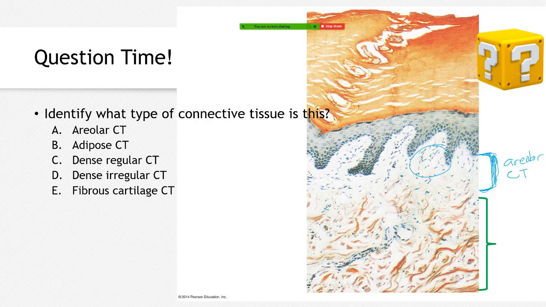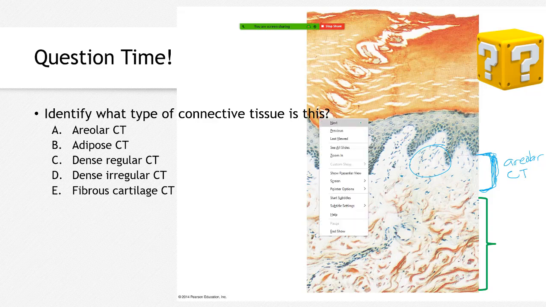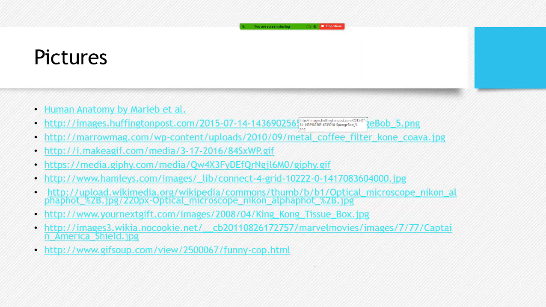Okay, so Jasmine was asking whether dense irregular connective tissue is only found in the skin. No, it's not only found in the skin. That is one example because we looked at this already. But you could also find it around basically the outer parts of the liver and kidney and spleen and things like that. Okay. All right, so let's go ahead and look into the next chapter.